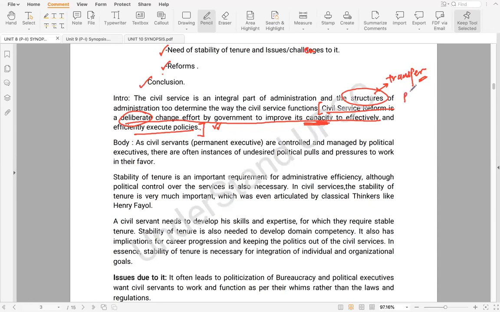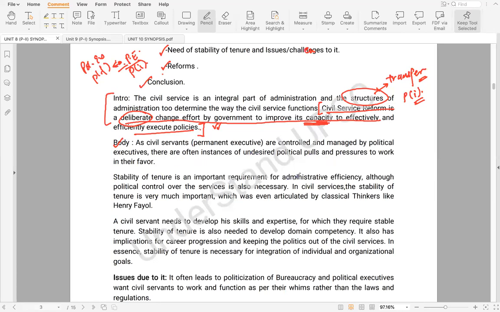So policy implementation. Okay. As civil servants, also in this question, I have to clearly demarcate the roles. So political executives are supposed to formulate the policies, while permanent executives are supposed to implement those policies as per Weber as well, right? As civil servants, permanent executives are controlled and managed by political executives. There are often instances of undesired political pulls and pressures to work in their favor.